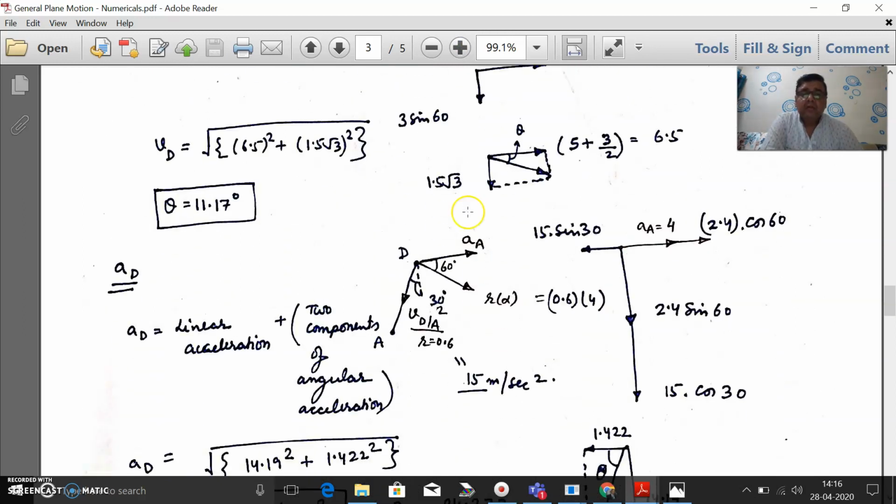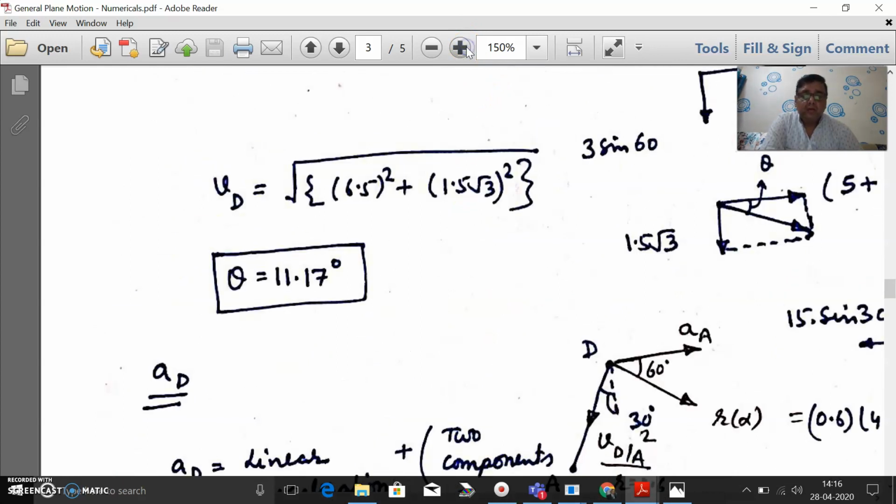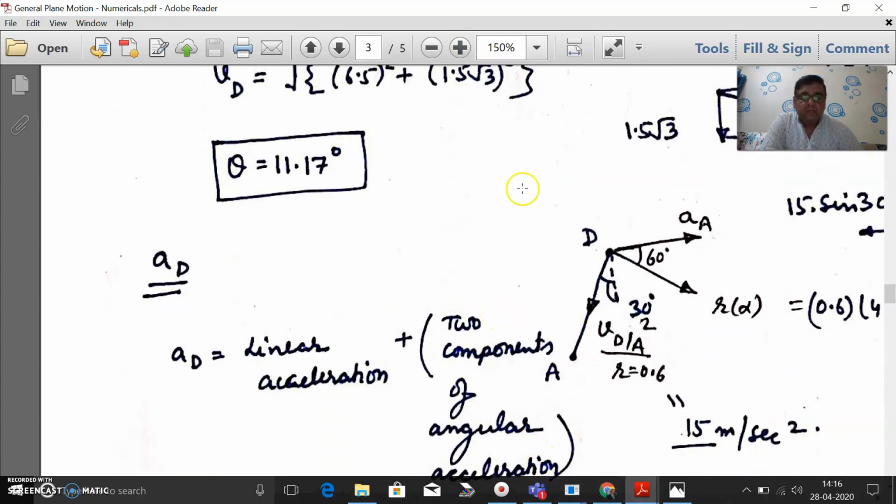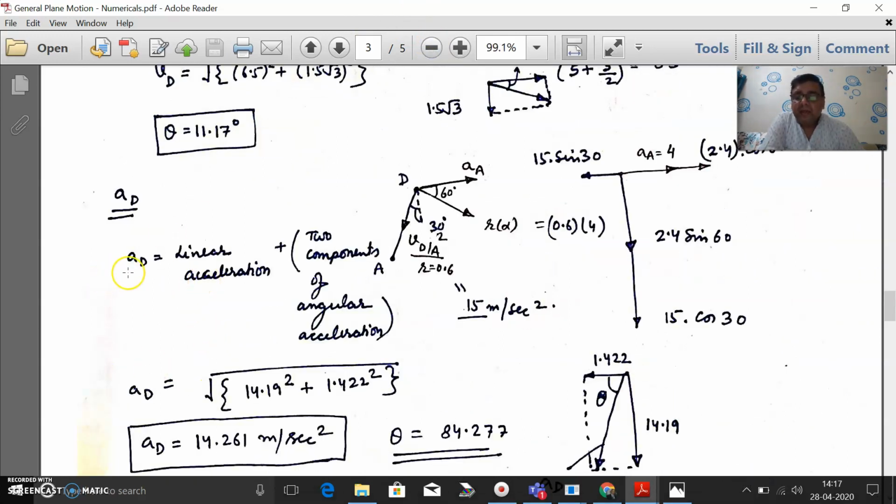What are those? See, this D. One is linear acceleration AA, one is perpendicular to this, that is the tangential acceleration, it is R into alpha, and another one is the centripetal acceleration towards the center, that is velocity of D with respect to A square upon R. So that means AD is equal to linear acceleration plus two components of angular acceleration. And what are those two components?